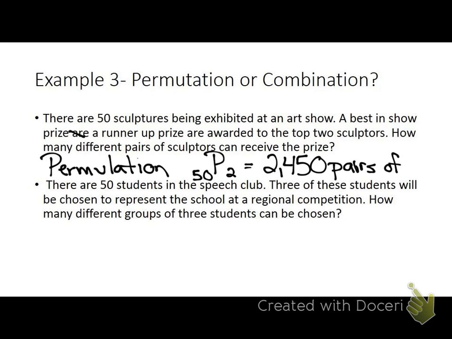Remember, we want to get specific here. Sculptors. Try to squeeze it in there. All right, 2,450 potential pairs of sculptors. All right, now let's look at the second one.